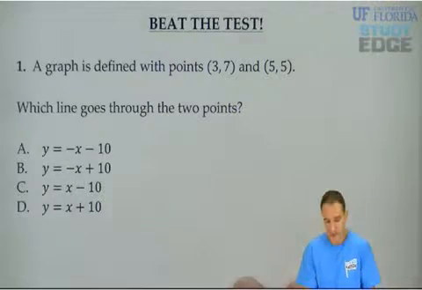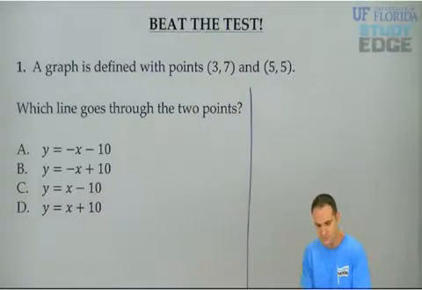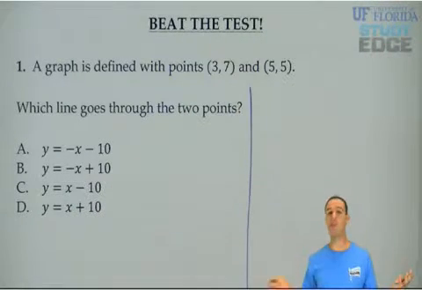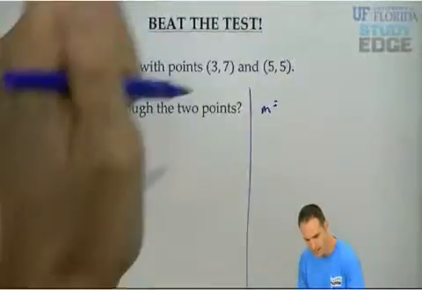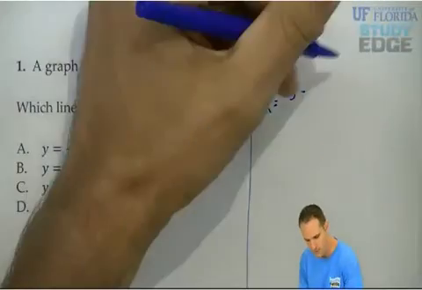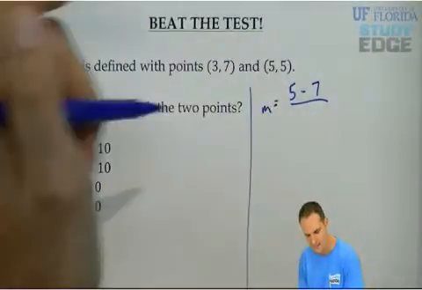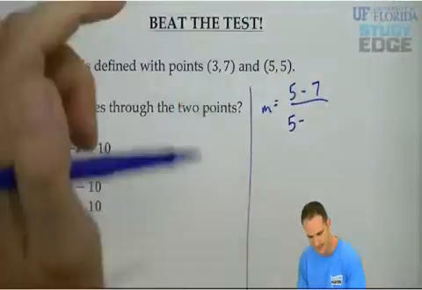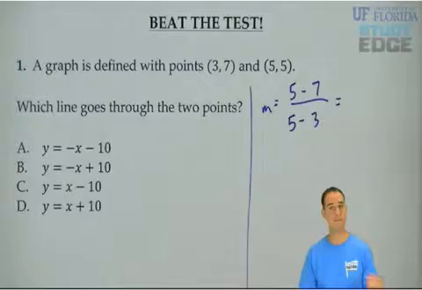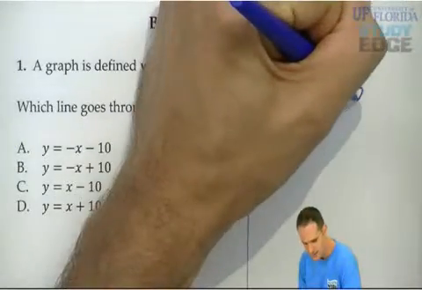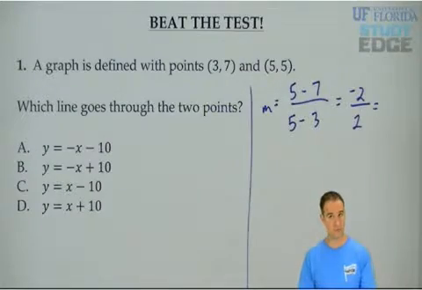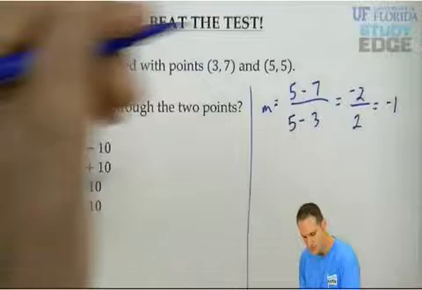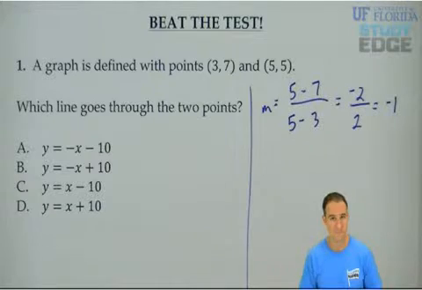Option 1, let's find the line. (3, 7) and (5, 5). I have 2 points. We're going to find the slope. Slope equals y2 minus y1 divided by x2 minus x1. 5 minus 7 will give you negative 2. 5 minus 3 is positive 2. And negative 2 over positive 2 is a slope of negative 1.